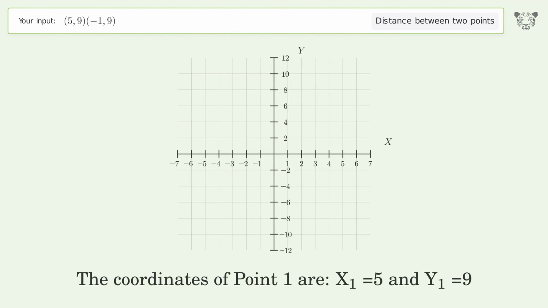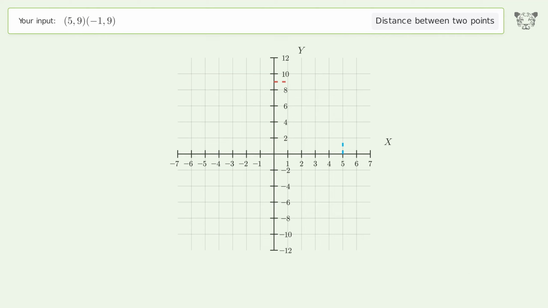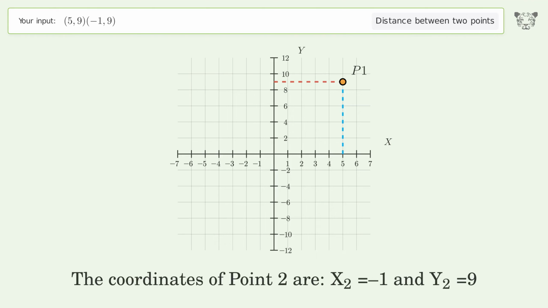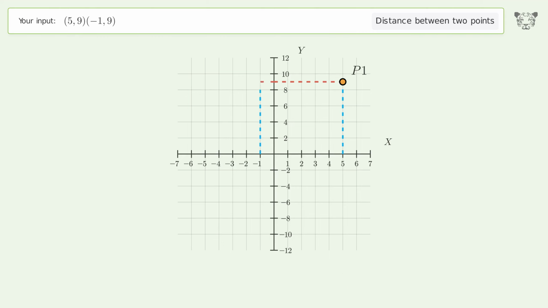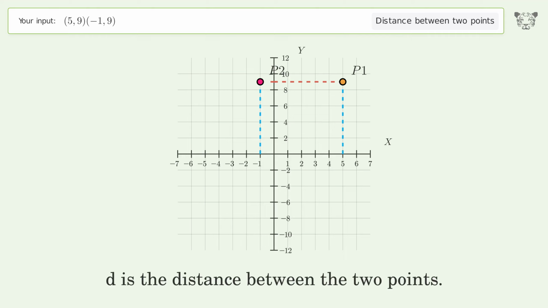The coordinates of point 1 are x1 equals 5 and y1 equals 9. The coordinates of point 2 are x2 equals -1 and y2 equals 9. D is the distance between the 2 points.